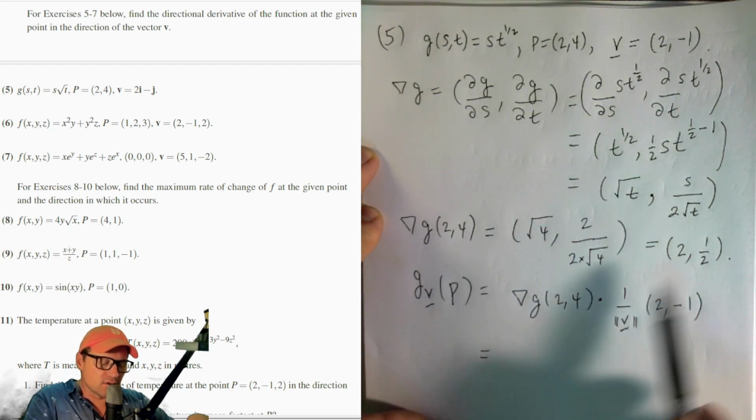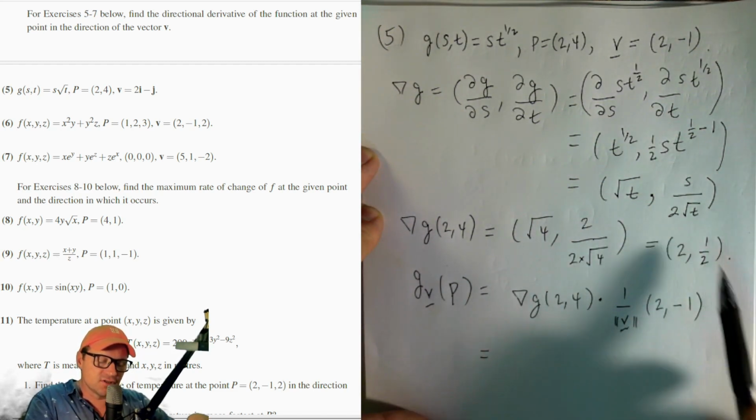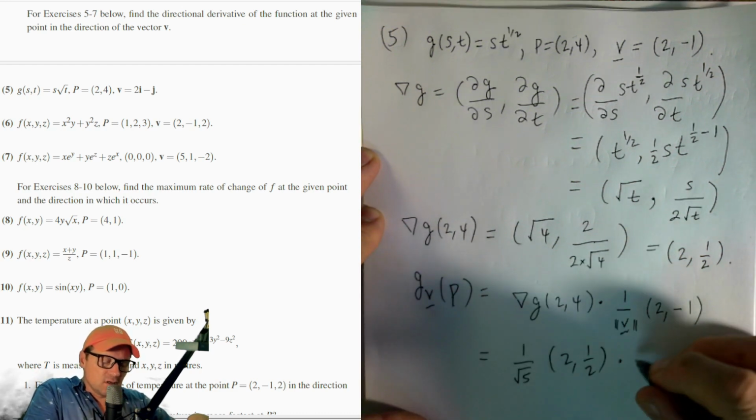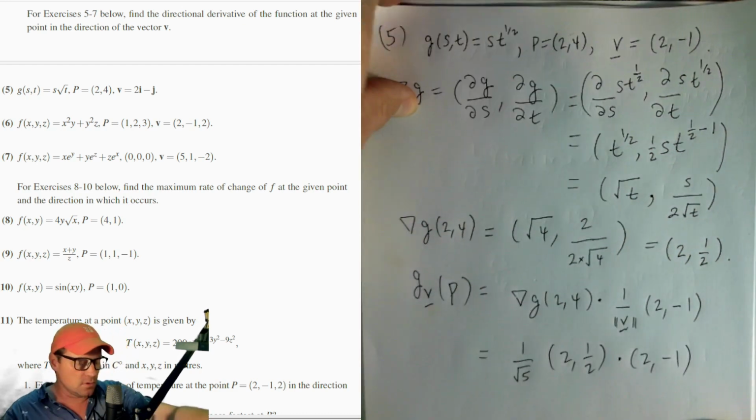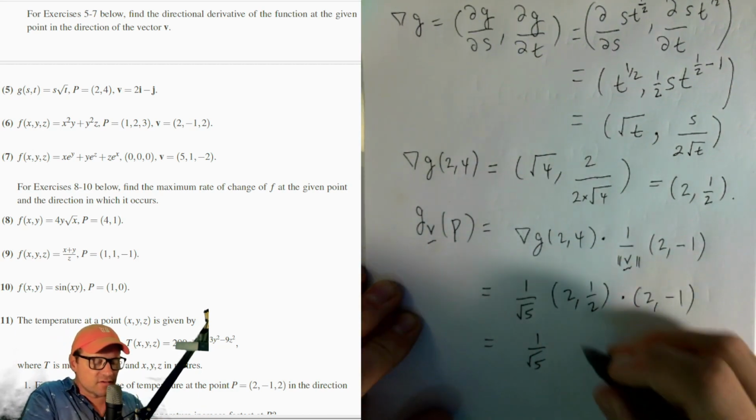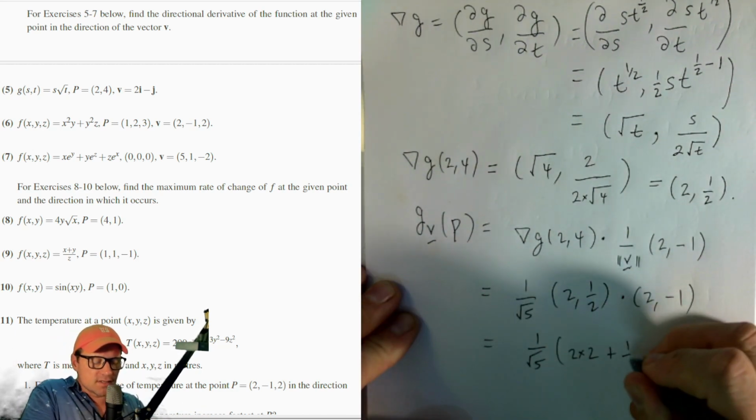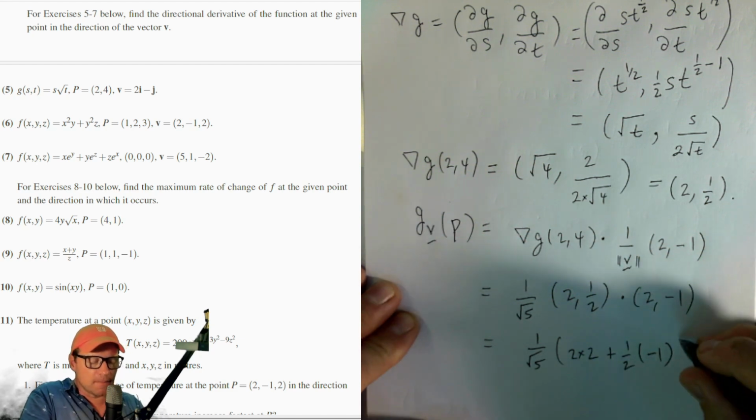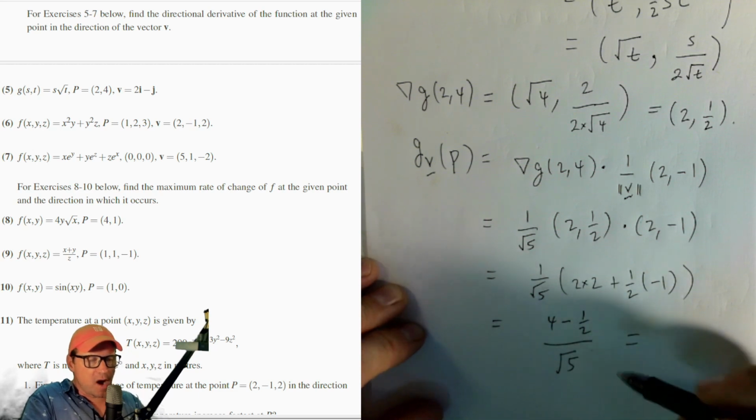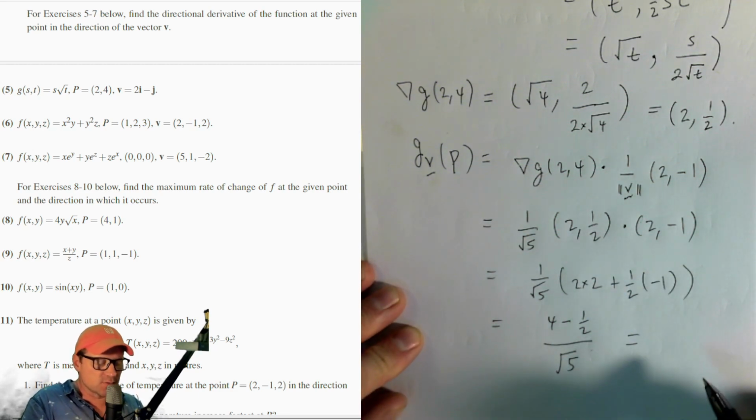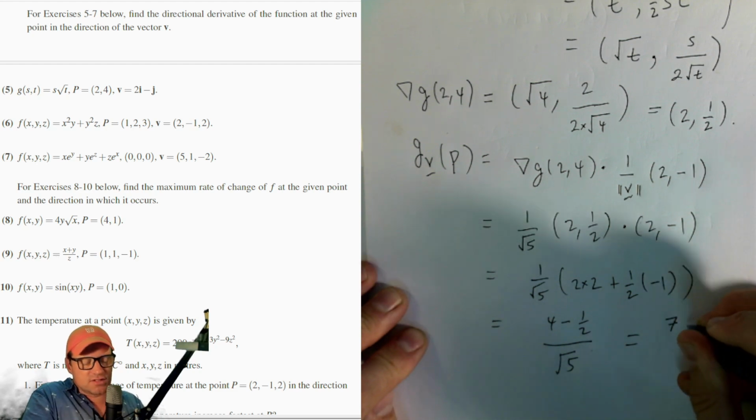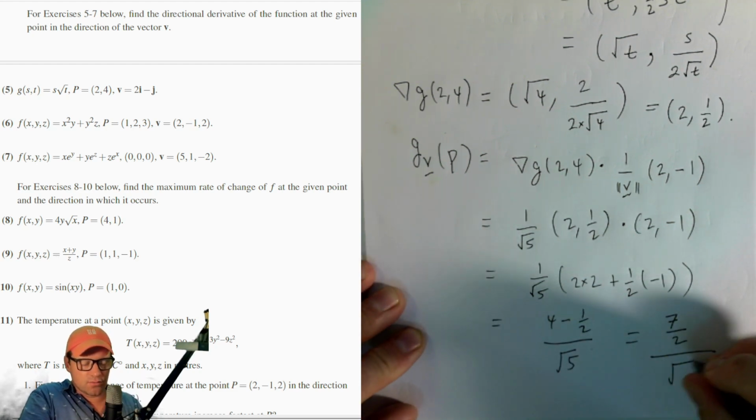Okay, and so then grad g at 2, 4 is 2, 1/2, so 1 on root 5, 2 comma 1/2 dot 2 minus 1. All right, so simplifying this, we have 1 on root 5 times 2 by 2 plus 1/2 times minus 1. So that's 4 minus 1/2 over root 5. So 4 minus 1/2 is 3.5, which we can express as 8 minus 1 all over 2. So 7 over 2, and then that's all over root 5.